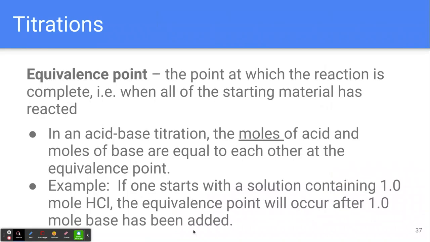So when we do titrations, we're really thinking about the equivalence point, and that's the point in the reaction where all the starting material has reacted to form the products. So in an acid-base reaction, the moles of the acid and the moles of the base are equal to each other at that equivalence point. So if we started with a solution that contained 1 mole of hydrochloric acid, the equivalence point would happen after we added 1 mole of base.